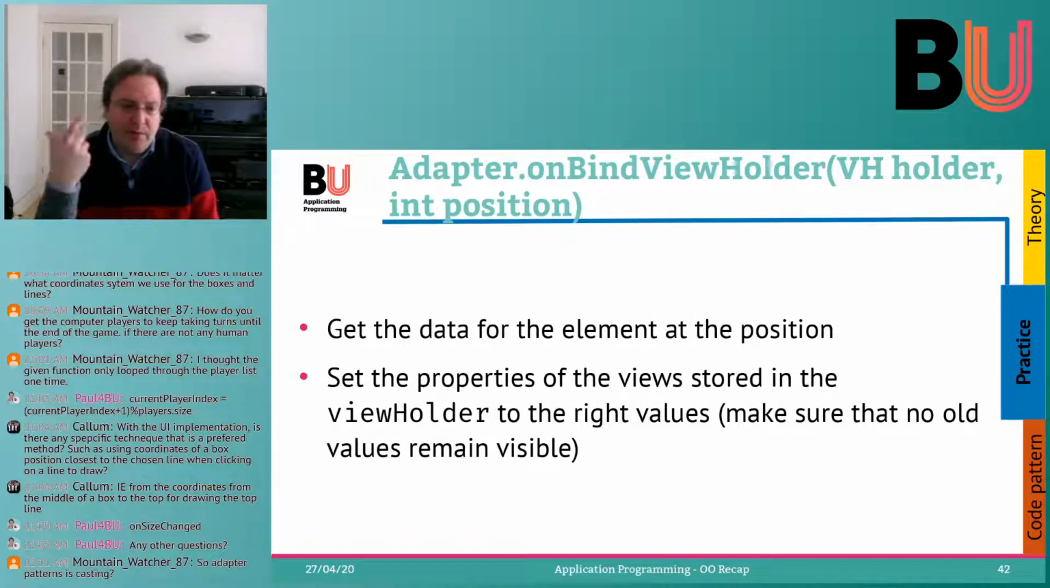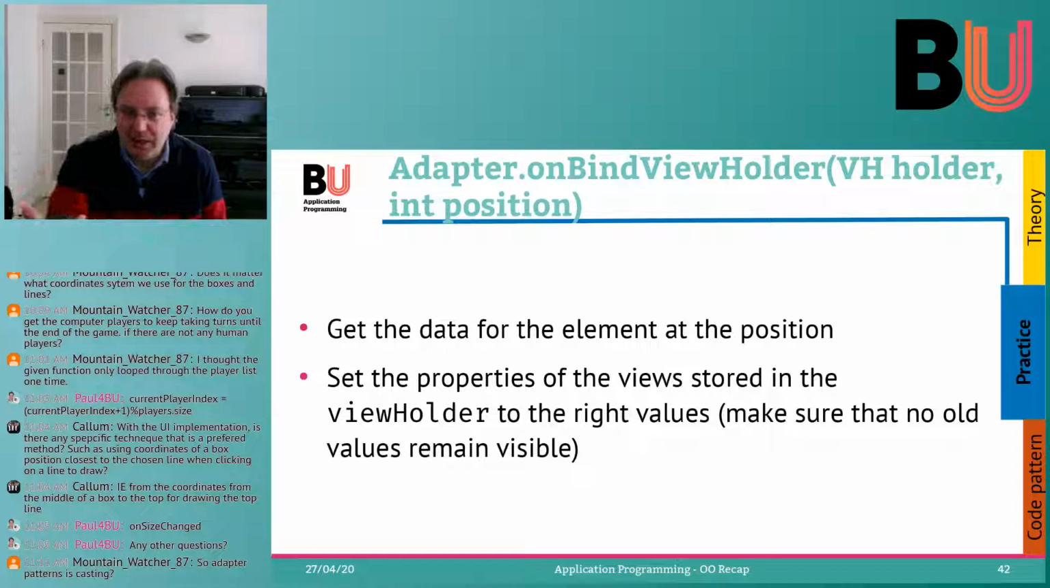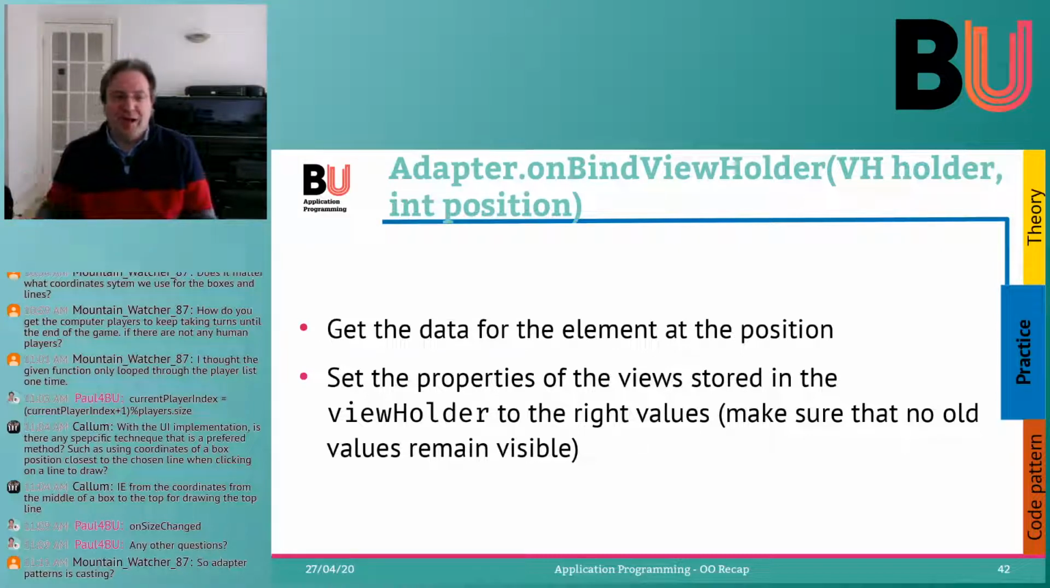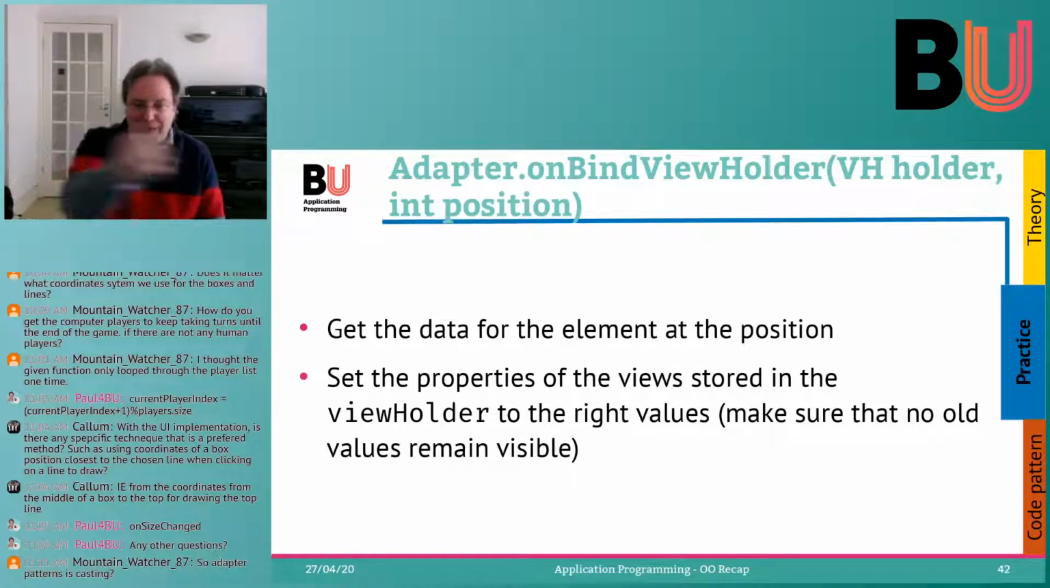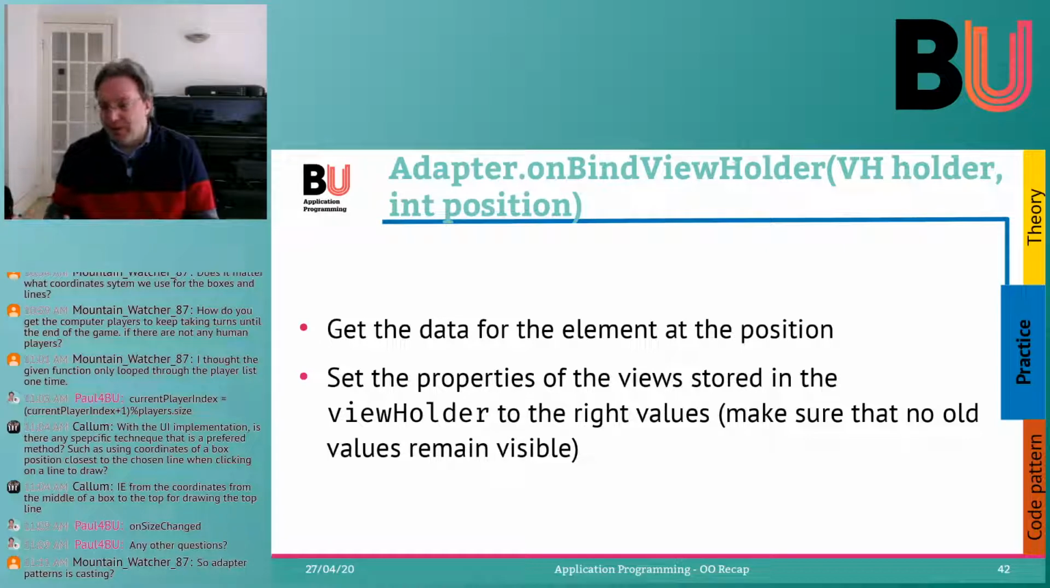The other one is onBindViewHolder. What onBindViewHolder does is it takes a view holder and tells you, okay, now you need to update this view holder to make it display whatever needs to be displayed for the item at this particular position. So what you need to do is implement it, set the values, and make sure that no old values from the previous item are visible. You make sure that you set all the properties that need to be changed. You say, oh, it's not visible, okay, set it to a null value, etc.